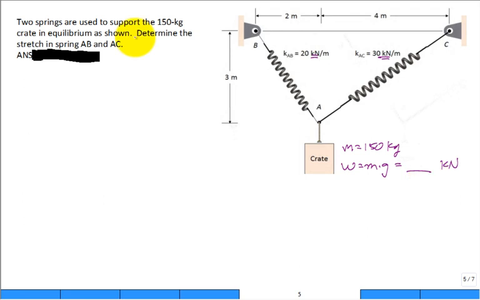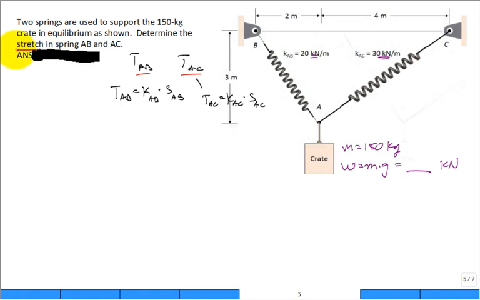All right, now determine the stretch in the springs A to B and A to C. Well, first of all, I'm going to do this in two steps. I'm going to get the tension in the spring A to B and the tension in A to C. And then I'm going to go back to Hooke's law, and I'm going to say that the tension force in A to B is equal to the spring constant A to B times the unknown stretch in the spring A to B. Likewise, Hooke's law here, the tension in A to C equals the spring stiffness A to C times the stretch A to C. So get the tensions in the springs, and then get the stretch.